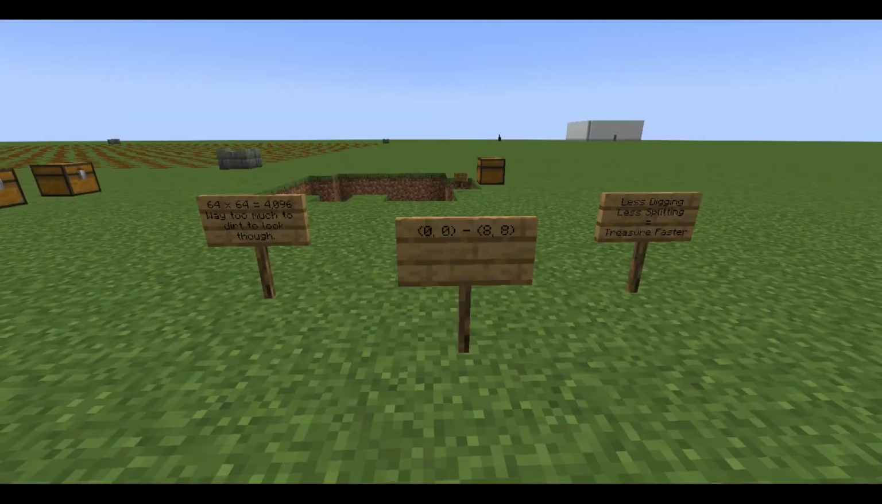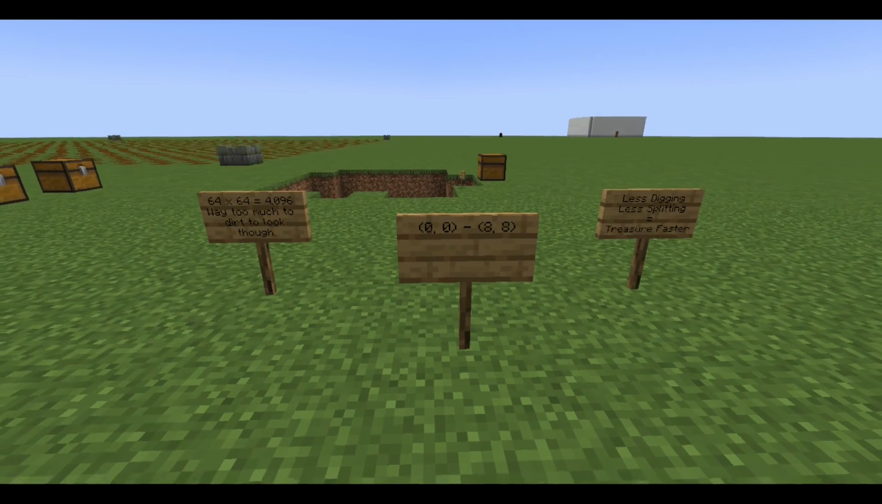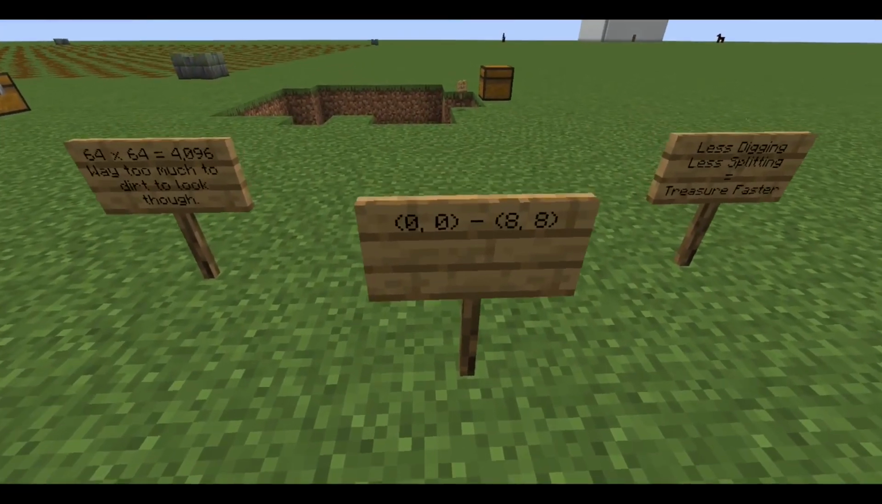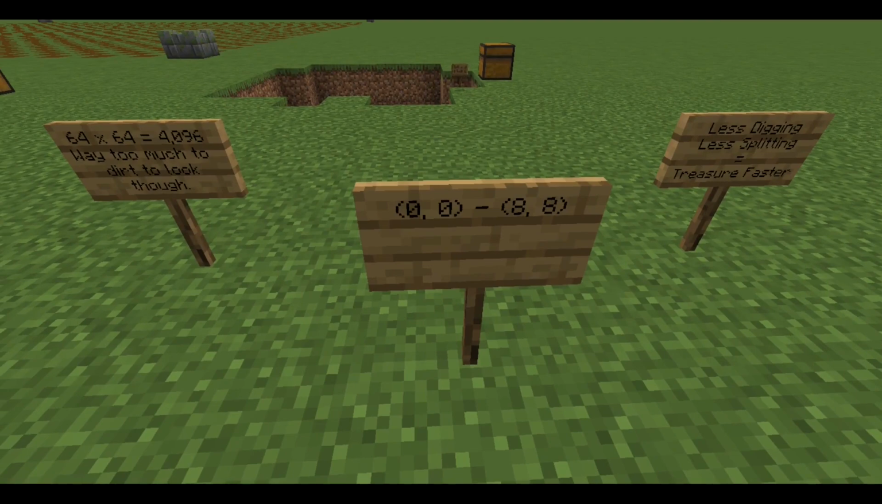The king had left one clue for his children to help them find the treasure: a range of coordinates 00 to 88.